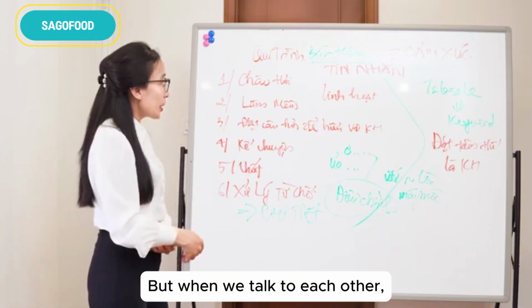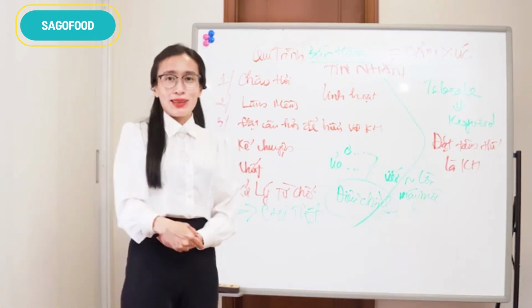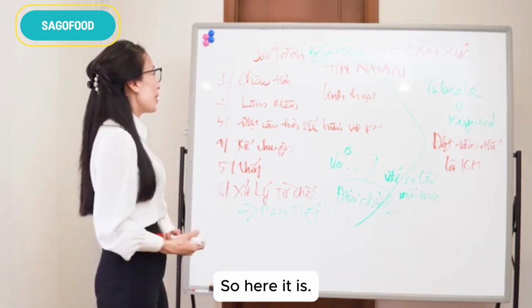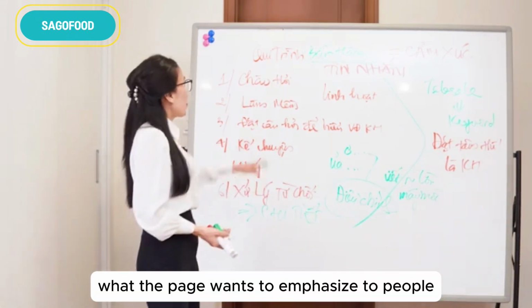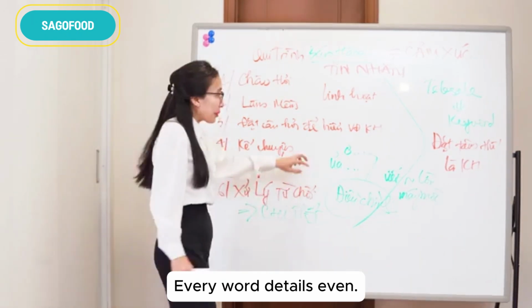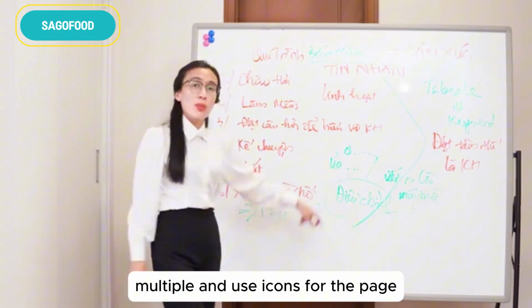We are human, but when we talk to each other, it's very dry. Extremely dry, and it did not order everyone. So here it is, what the page wants to emphasize to people. What is a messaging sales process? Write every sentence, every word in detail even. Multiple, and use icons for the page.